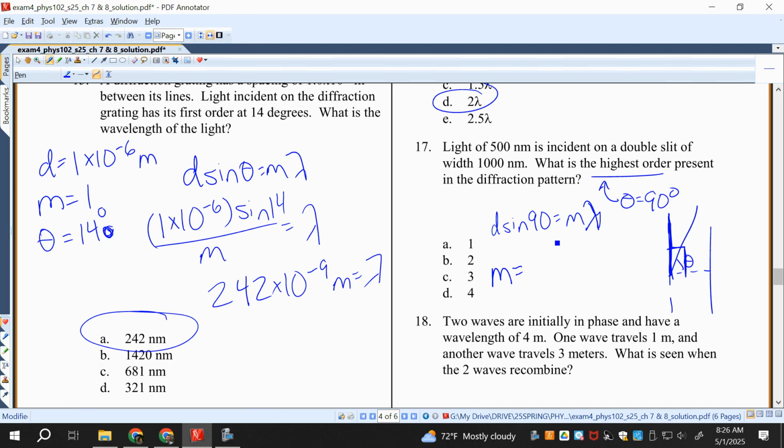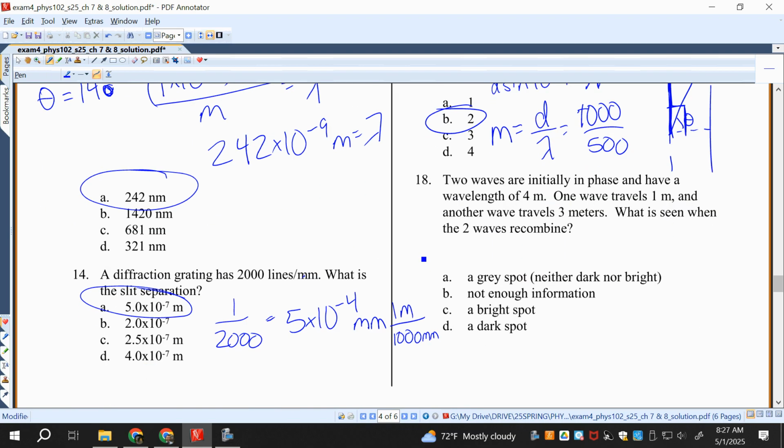So m is equal to d divided by lambda, which is 1,000 divided by 500. That's equal to 2. If it came out to be some number that was not an integer, say if I got 1.7, then the answer would be 1, because you can't have 7/10 of a bright spot. Just like you can't have 1.5 kids, you can only have 1 kid or 2 kids, so you round down, not up.